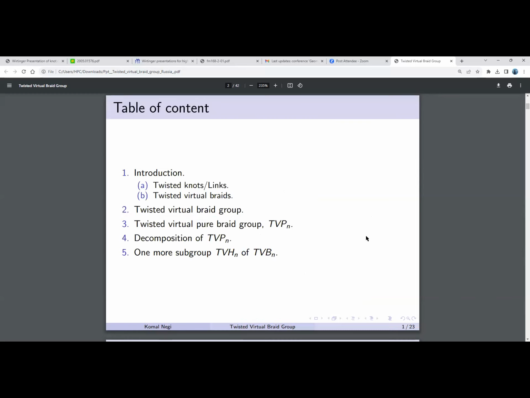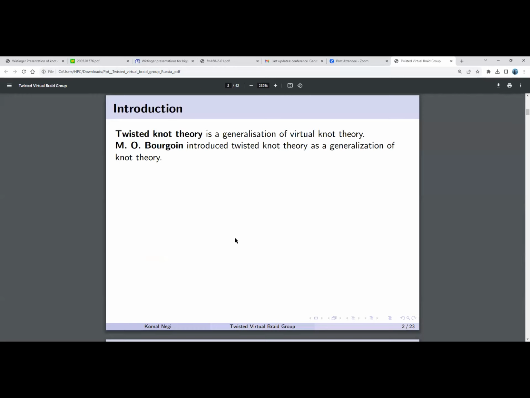So this is the overview of today's content. I'll start with the definition of twisted knots and links, and twisted virtual braids. Then we'll see how we have defined the twisted virtual braid group. Then we'll explore some of its subgroups and the decomposition of this group. So let's begin with an introduction.